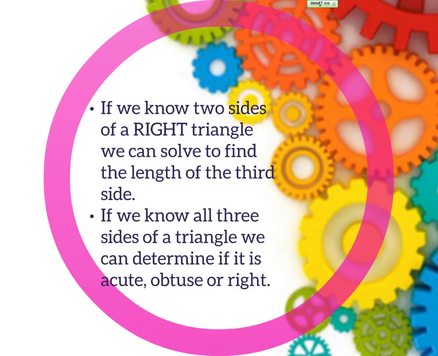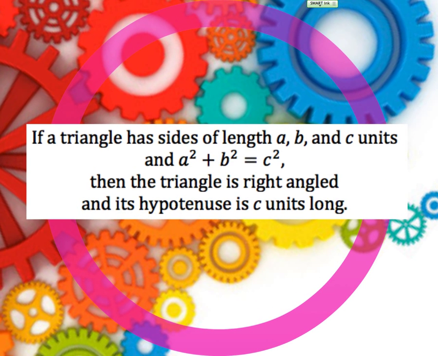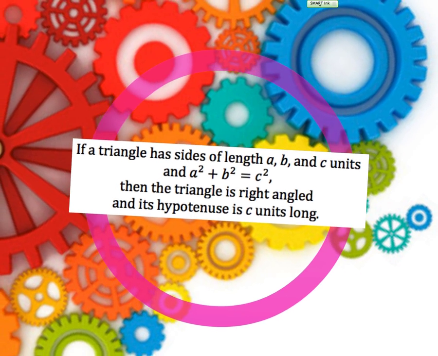And the next slide kind of just sums up the last point in another way. So if a triangle has sides of length A, B, and C units, and a squared plus b squared equals c squared, then the triangle is right angled. So it's just saying if you plug those numbers in and it equals, then it is a right triangle. So same kind of stuff that we were just talking about.